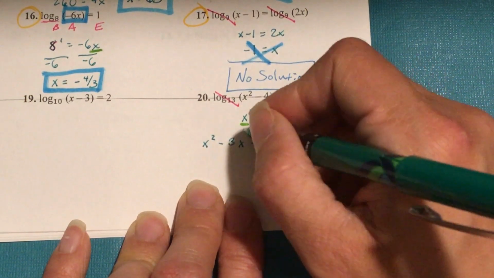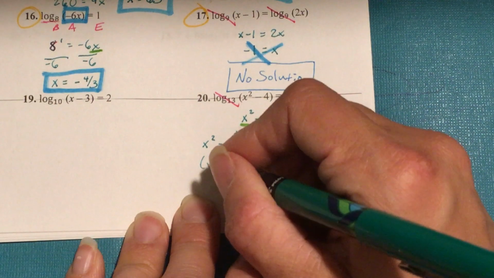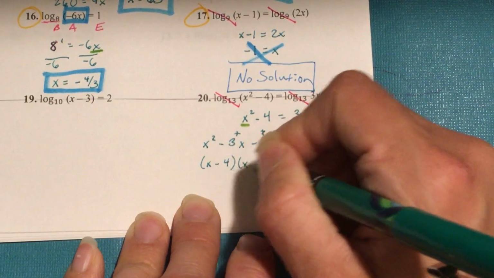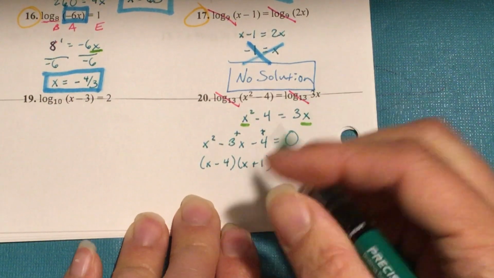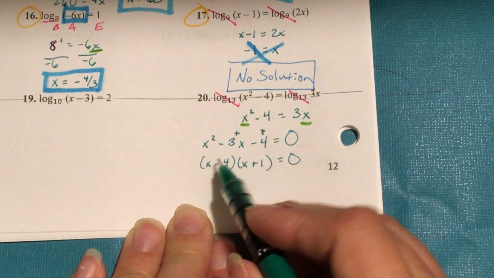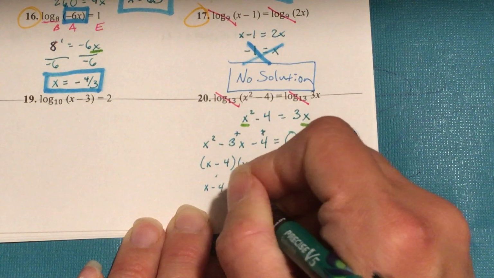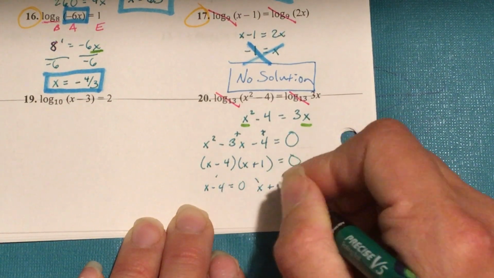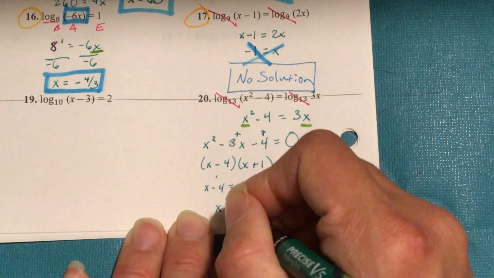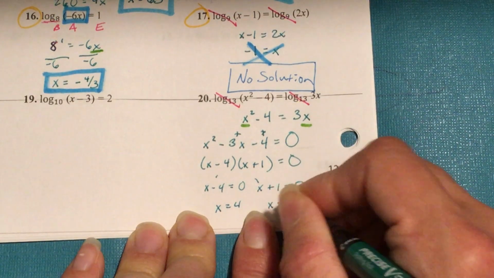And then product of negative 4, sum of negative 3, that would be x minus 4 and x plus 1 equals 0. So using that zero product property, if I have something times something equals 0, either this factor equals 0 or this factor equals 0. So x would be equal to 4, and x is equal to negative 1.